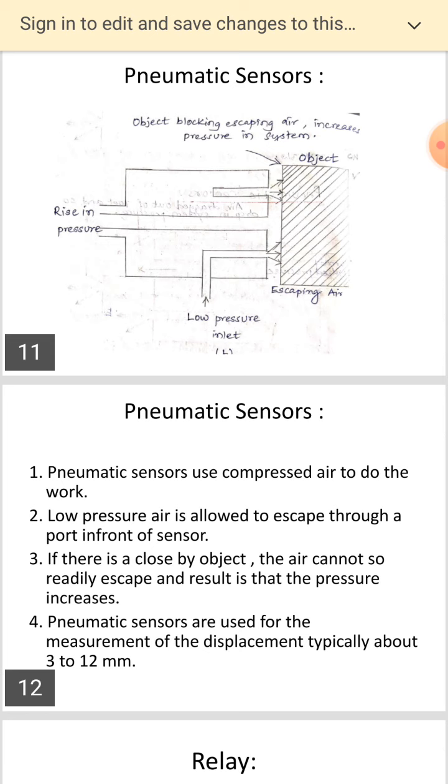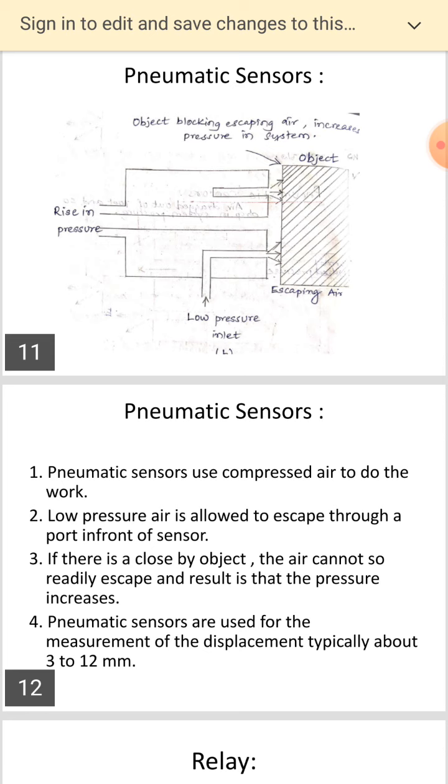Pneumatic sensors. These sensors involve the use of compressed air, where displacement or proximity of an object is transformed into a change in air pressure. So now we'll see the working.